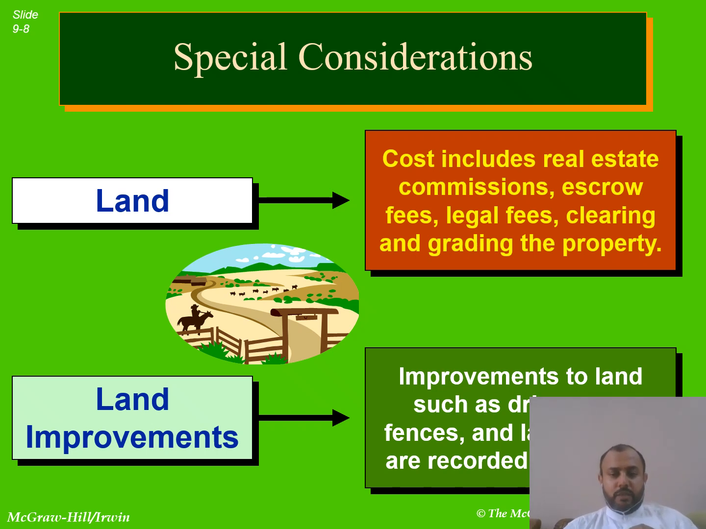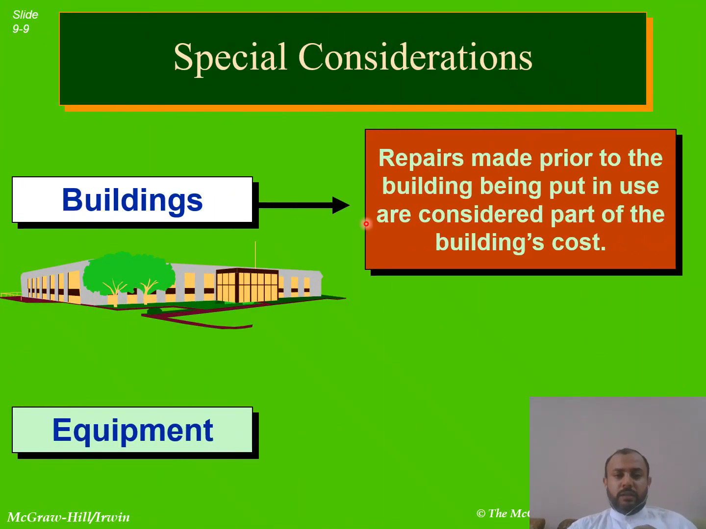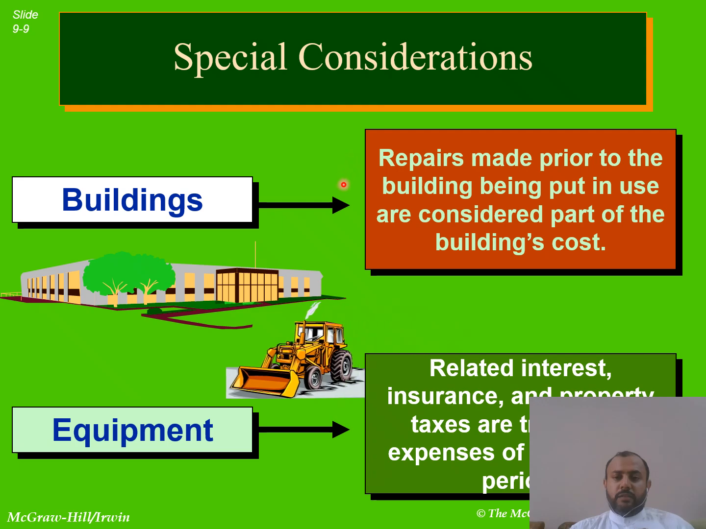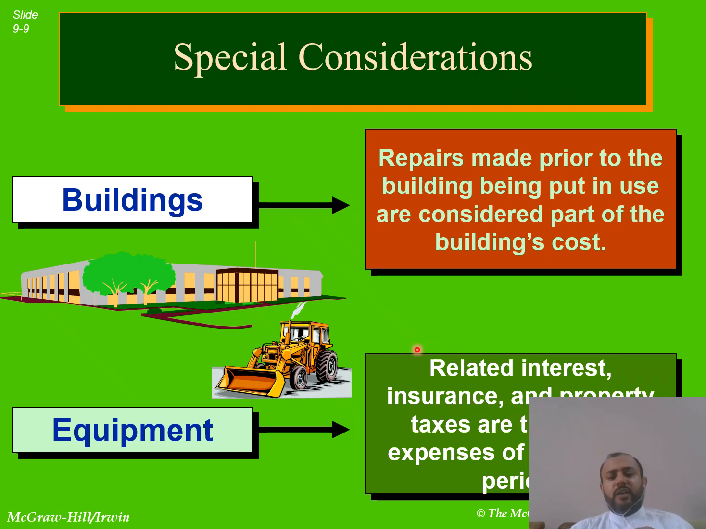And improvements in the land would be treated separately. Land and land improvements would be treated differently. Similarly, buildings would be treated differently, and equipment. Expenses like insurance and some tax are recorded as an expense. This will come under the normal routine annual expense.